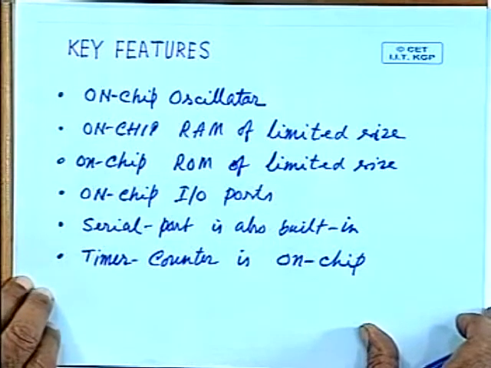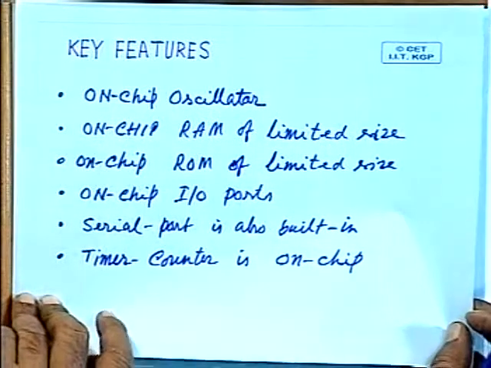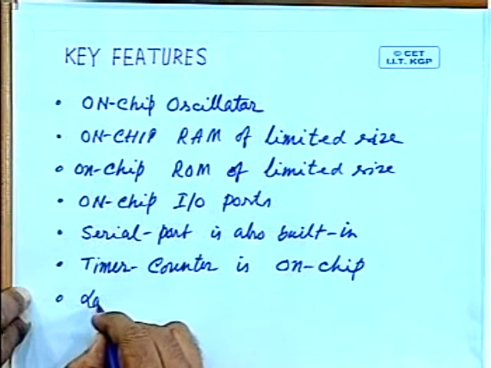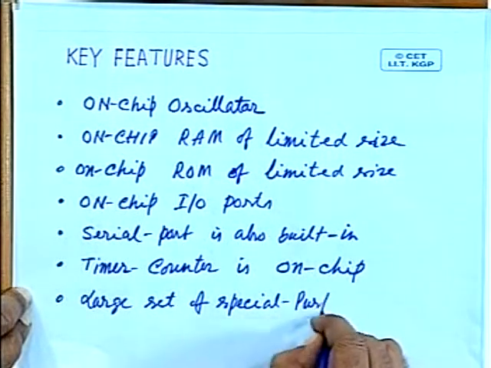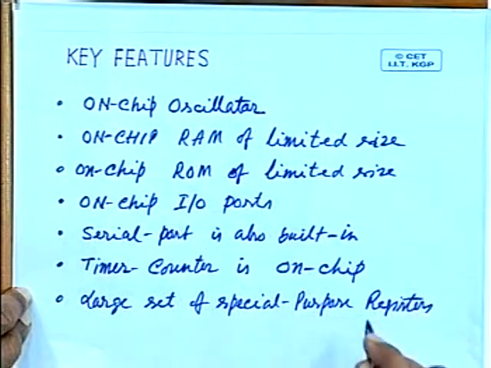And apart from these basic features, I shall highlight some very important features which are necessary to implement microcontroller based systems. What are the important features? One important feature is a large set of special purpose registers. We have seen in case of 8085 or any other general purpose microprocessor, you have got a set of special purpose registers like accumulator, program counter, stack pointers, base registers, index registers and so on. These are the special purpose registers. But in case of microcontrollers, you will require additional special purpose registers.